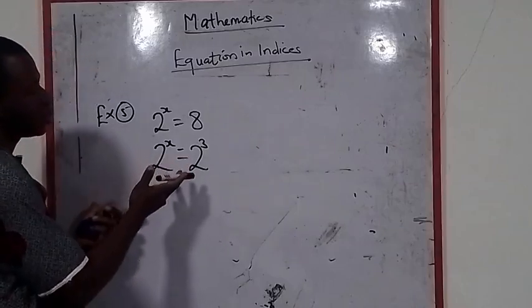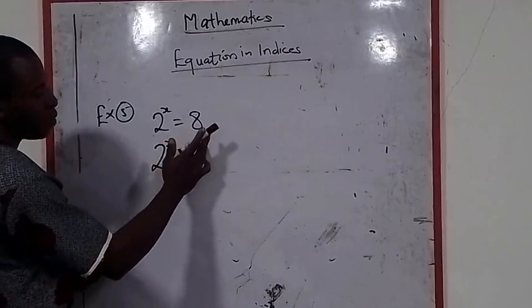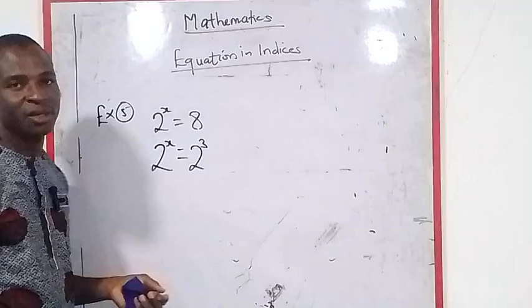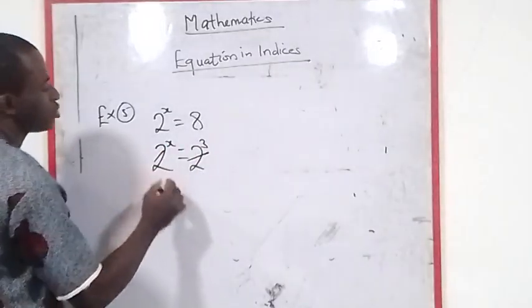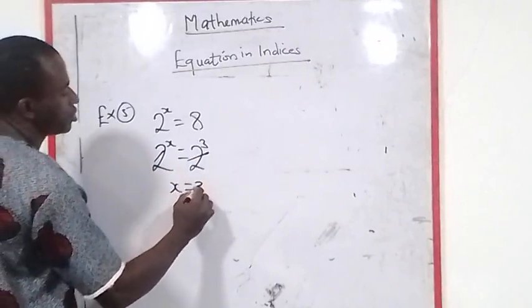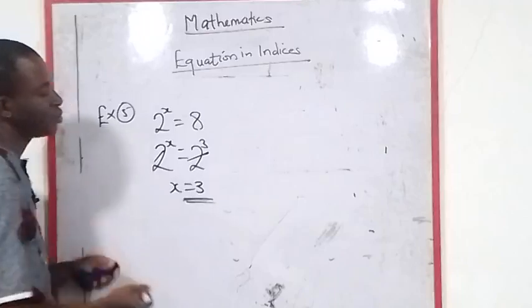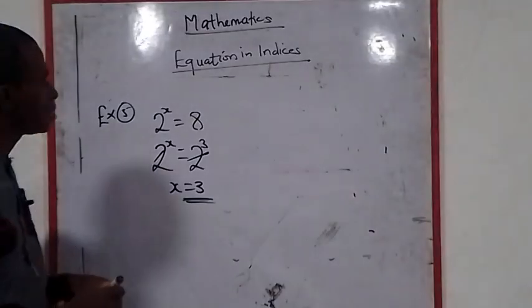But this is exactly what you expect. This is 2 raised to the power 3, which is exactly 8, an equivalent of 8. So the base cancels the base, so now our x is equal to what? 3. You can see we've gotten our unknown as 3.